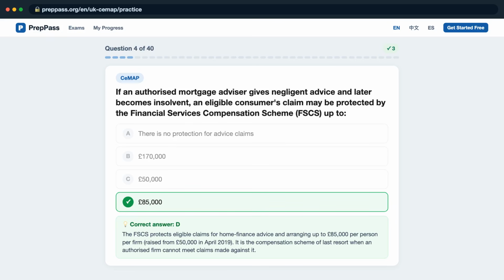The FSCS protects eligible claims for home finance advice and arranging up to £85,000 per person per firm, raised from £50,000 in April 2019. It is the compensation scheme of last resort when an authorized firm cannot meet claims made against it.